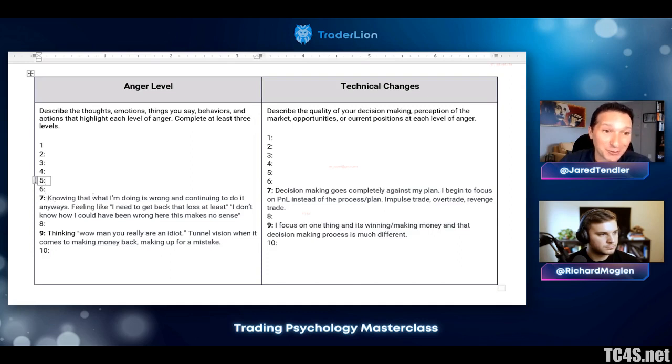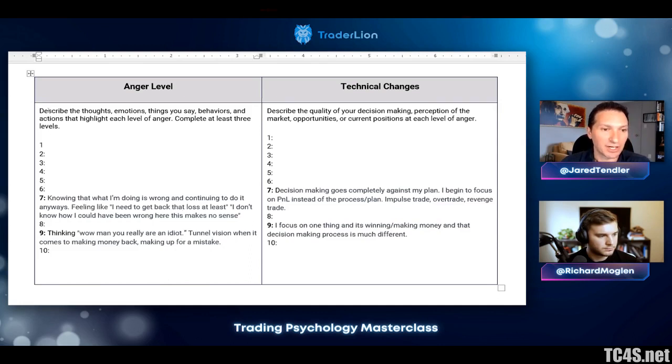So at this point, I know what I'm doing is wrong, and I continue doing it anyway, right? Feeling like I need to get back the loss at least. I don't know how I could have been wrong here. This makes no sense, right? And so when they have those thoughts, their job at that point is to try to do something different. But early on, that's going to be difficult. Okay, so this is just to give you an idea of what you can be scaling here, right? And so level 9 now, right? More intense level of anger, thinking, wow, man, you really are an idiot. And there's tunnel vision when it comes to making money back and making up for a mistake.